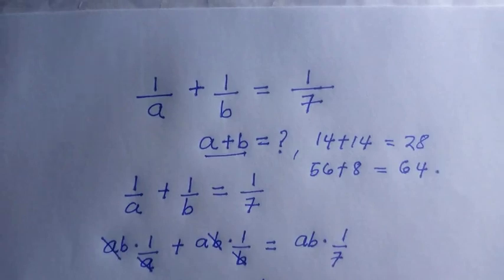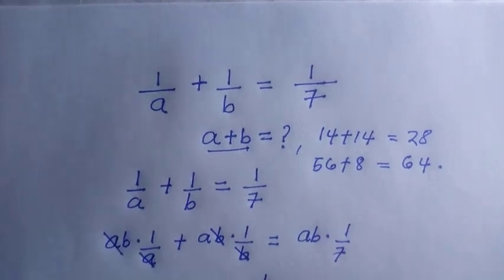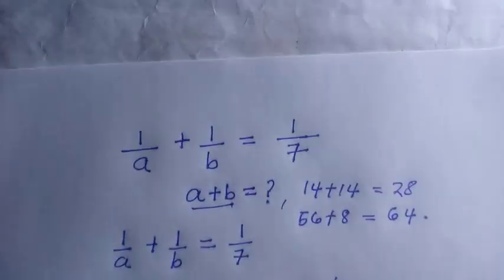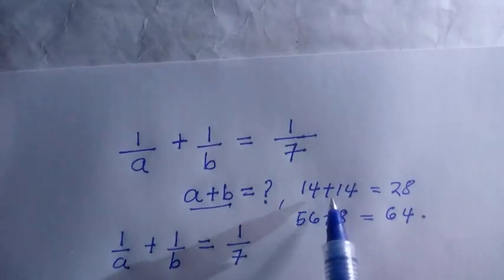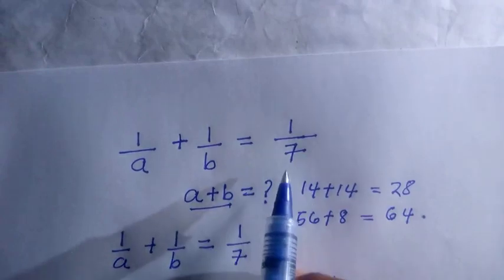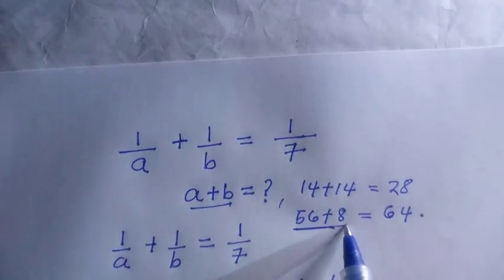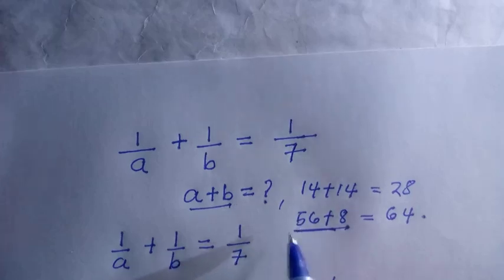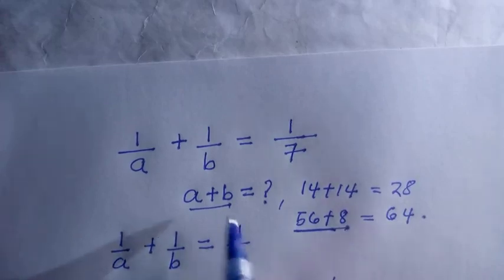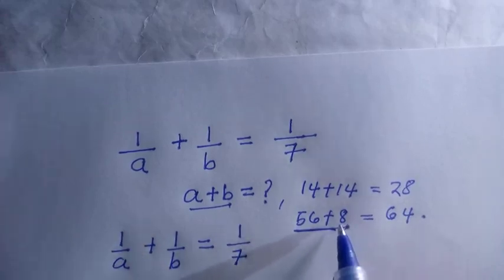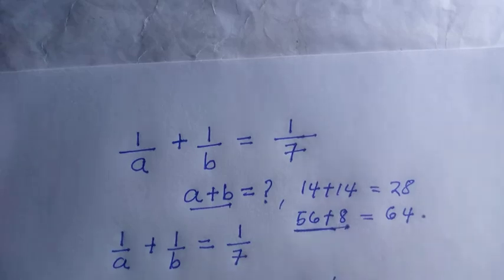I need the answer in the comment box, and thanks for always engaging in our video. Truly, when we substitute 14 and 14 here, we get 1 over 7. But does this one also equal 1 over 7 at a equals 56, b equals 8, or the other way around when a equals 8 and b equals 56? Put the answer in the comment box.